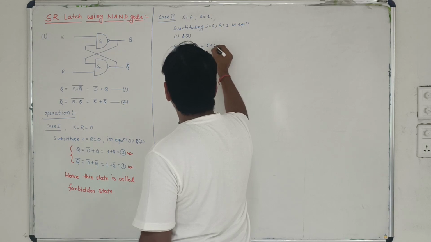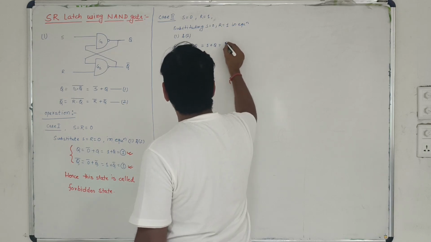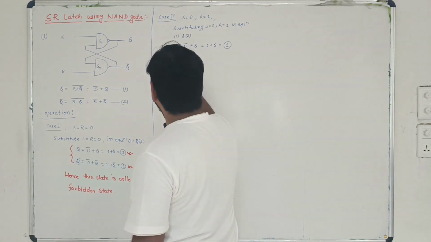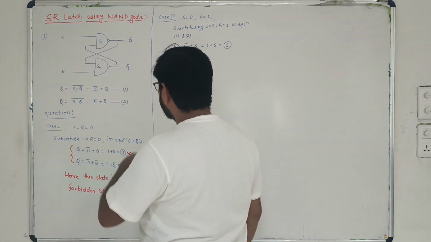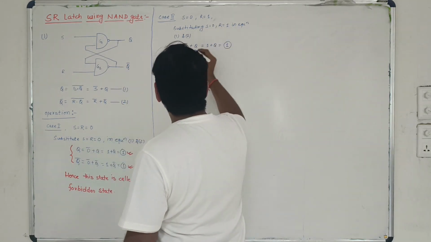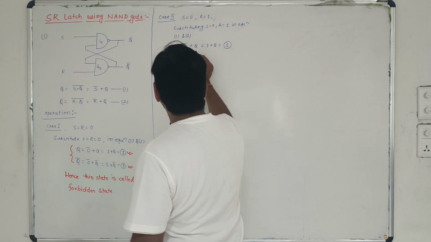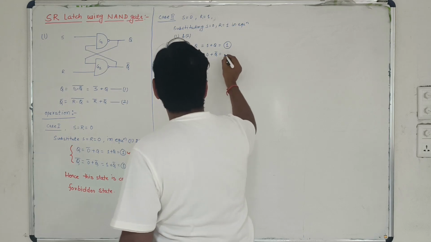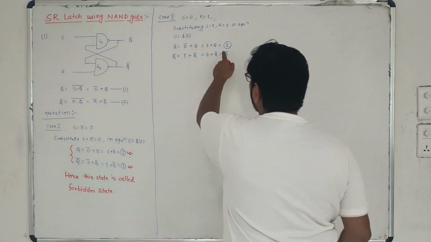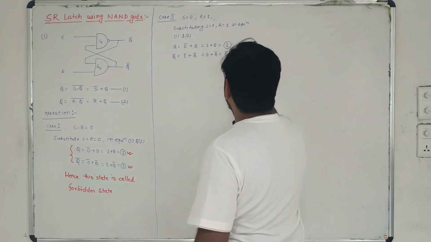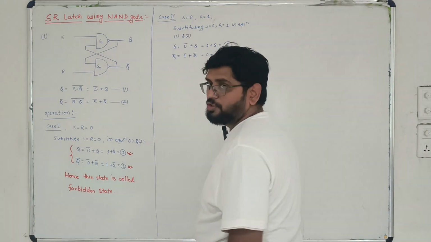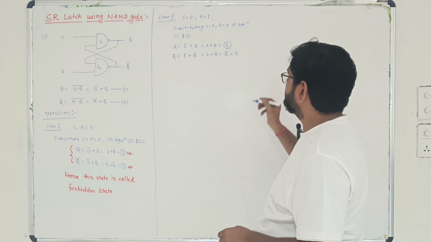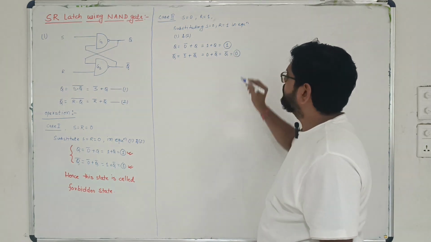1 plus q. Now 1 plus anything will give you 1. So q comes out to be 1. Similarly, we'll go for finding the value of q bar. Q bar is how much? R bar plus q bar. So R bar is 1 bar plus q bar. So 1 bar is 0 plus q bar. 0 plus q bar is q bar. Now since we have got the value of q equals to 1, q bar will be equals to 0. Therefore, we are substituting it and we are getting the value equals to 0.